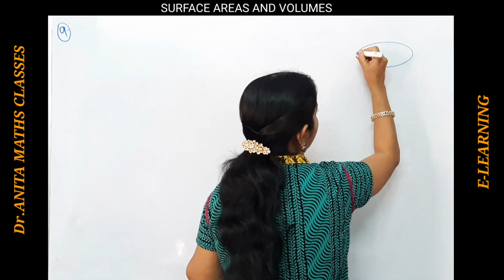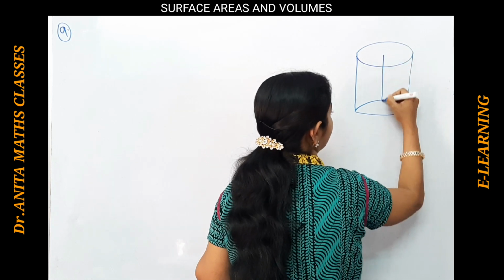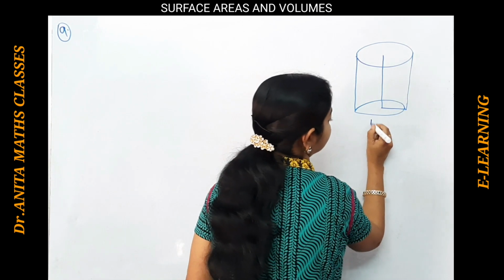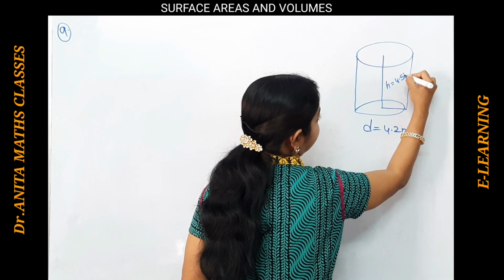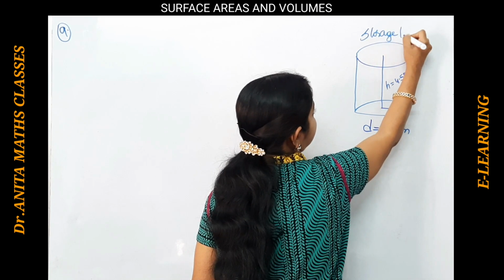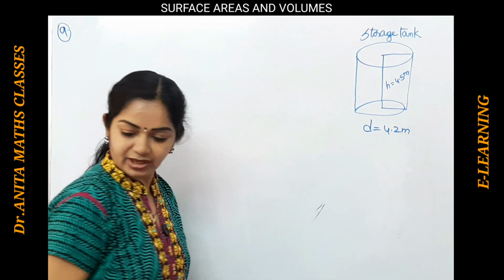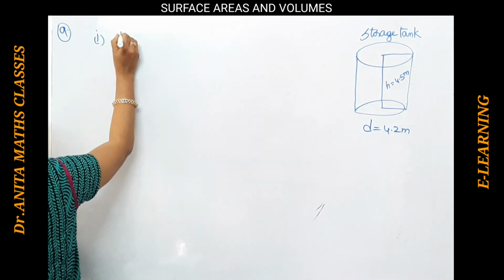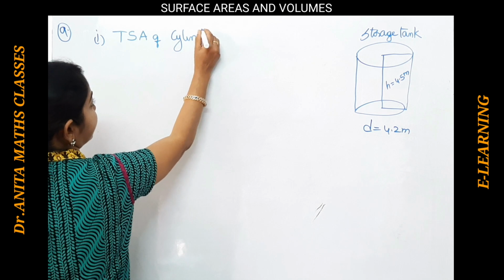Okay, so let us draw the petrol storage tank here. The diameter is 4.2 meters and the height is 4.5 meters. This is the storage tank, a petrol storage tank, cylindrical in shape, which is closed. And we have to find the total surface area. So let us find the first part, that is the total surface area of the cylindrical tank.